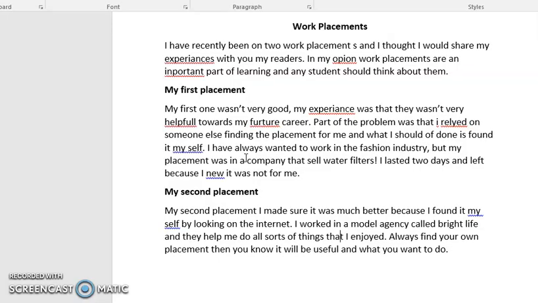Now, in terms of clearly and coherently, this first paragraph here, they've made a reasonably clear point, but there are parts here that don't quite hang together. They're not being quite as clear as they could be. Like, for instance, this bit here: relied on someone else finding work placement for me, and what I should have done is found it out myself. I've always worked in the fashion industry, but my placement was a company that sell water filters, because it's not for me. There are some ideas coming across here, but I can't honestly say this is clear.